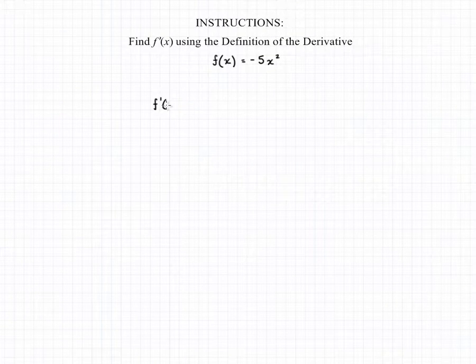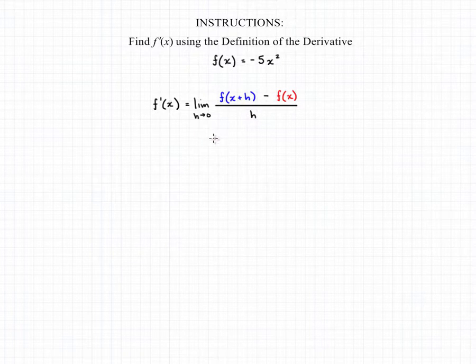Before we find the derivative of negative 5x squared using the definition, it's helpful to write out the definition of the derivative. So we're looking at f prime of x is equal to the limit as h approaches 0 of f of x plus h minus f of x all over h. And what we're looking for are those two pieces of our formula.